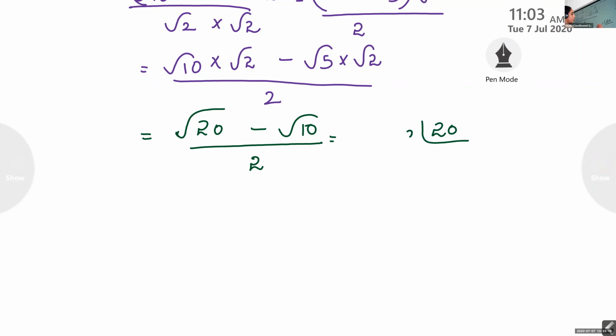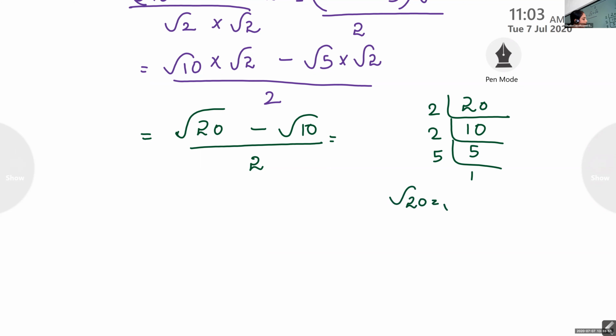Root 20, 2, 10, 2, 5, and 5, 1. So root 20 you can write like this. One minute, children, one minute. See, 20 you can factorize with 2, 10, again with 2, 5, with 5, 1. Okay. So root 20 you can write as root of 2 into 2 into 5.